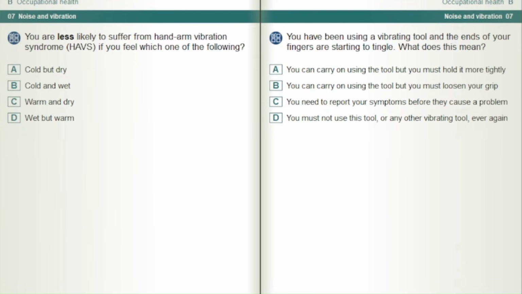You are less likely to suffer from hand-arm vibration syndrome, HAVS, if you feel which one of the following: cold but dry, cold and wet, warm and dry, wet but warm.